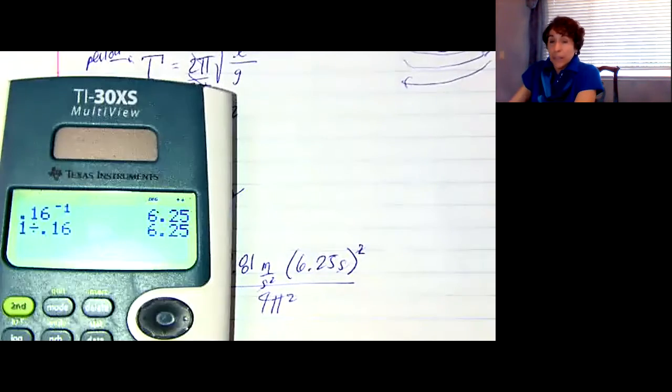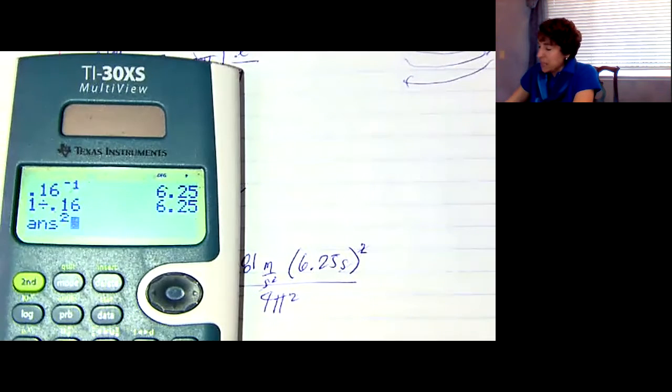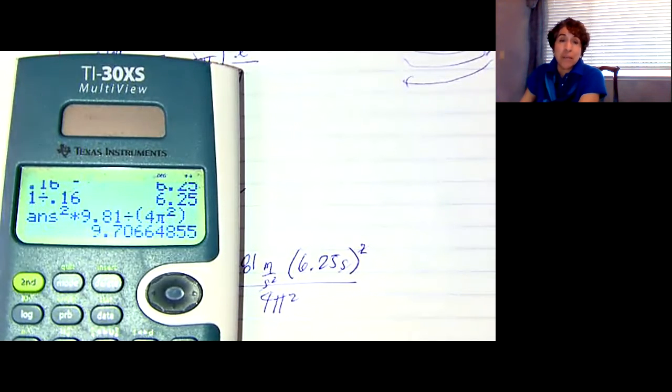All right, I want to make sure you remember to square it. I'm going to say squared. There we go, 6.25 squared, times 9.81. And I want to divide it by, not by 4, but by 4 pi squared, so I have to put that in parentheses. Go ahead and try it without the parentheses. You won't get the same answer.